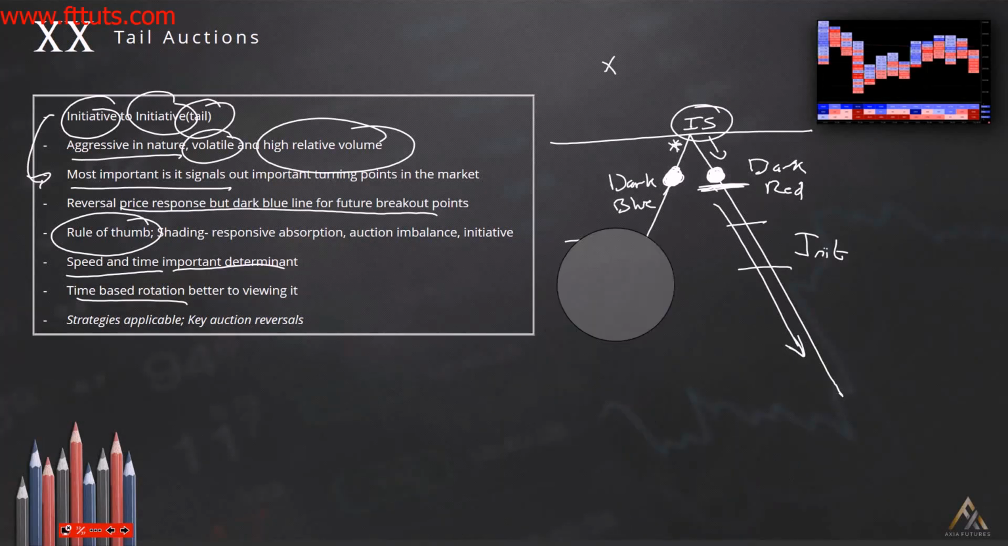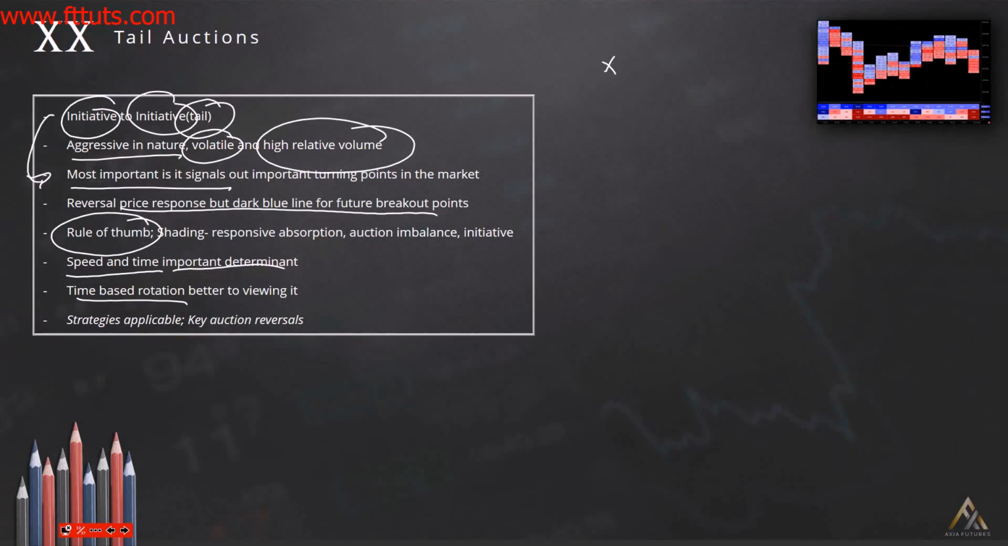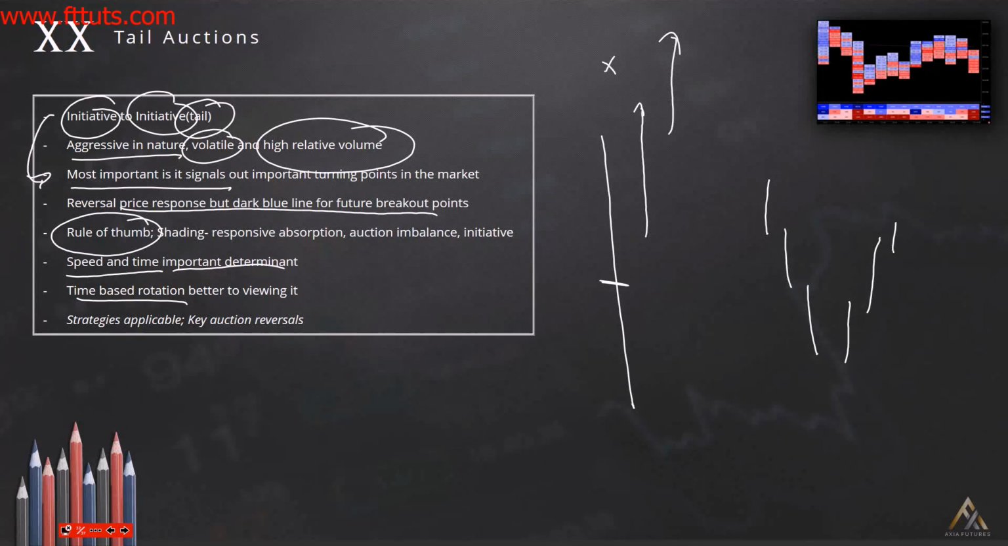Now note, time-based rotations will be slightly better and easier to see this. Why? Well, it's very simple. If we had just a normal rotation based, the rotation might close here, the next rotation might open there, and it might continue. Whereas a time based, you're going to see very clearly the rejection and the reversal.